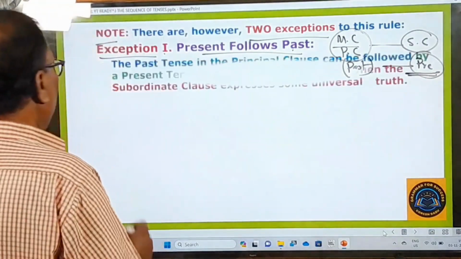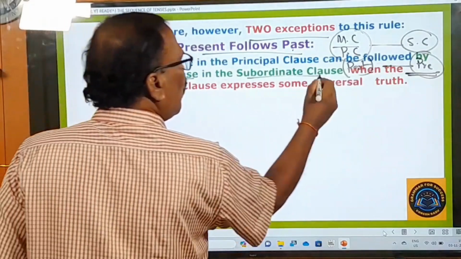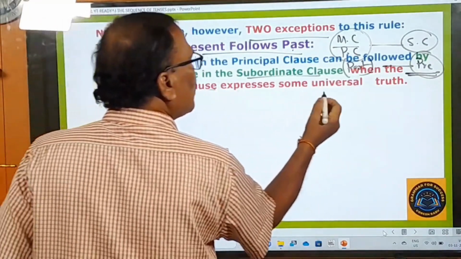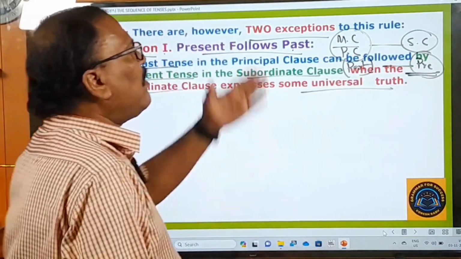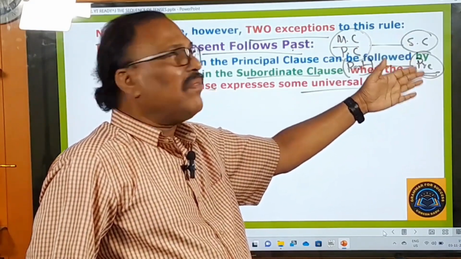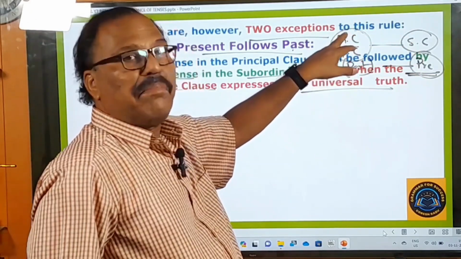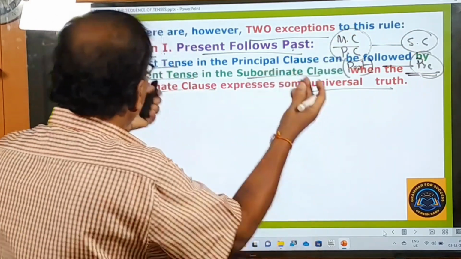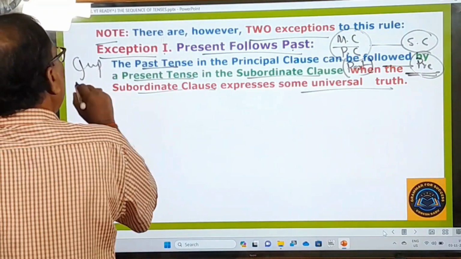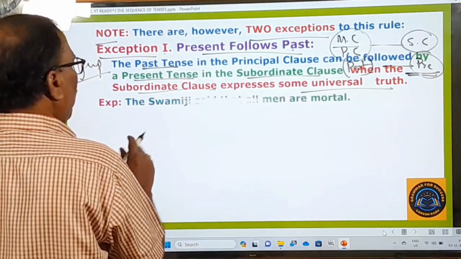Let me give you that. The past tense in the principal clause is followed by a present tense in the subordinate clause when the subordinate clause expresses some universal truth. Whenever there is some universal truth mentioned in the subordinate clause, that can be in the present tense, though there is past tense in the main clause. This is what we learn. This is very, very important from your examinations point of view, right? And here I'll give you some examples to make you understand.